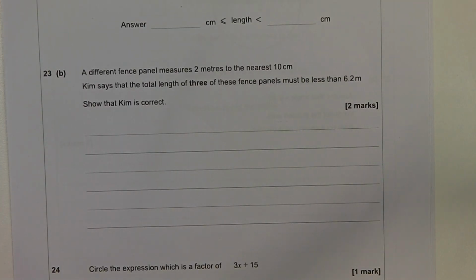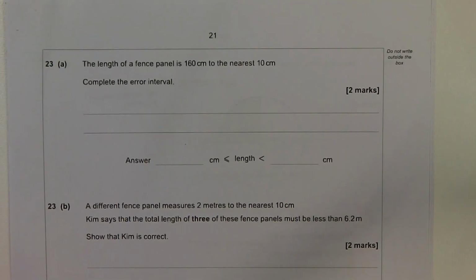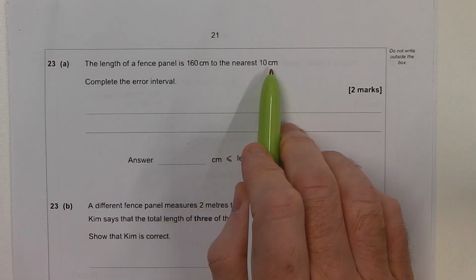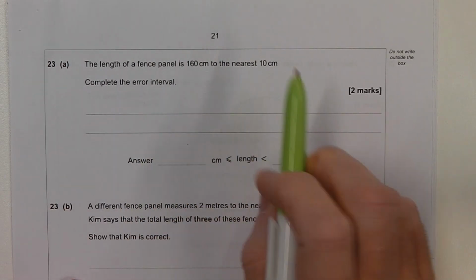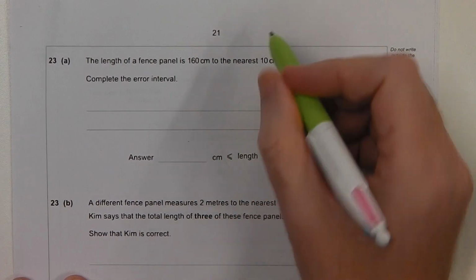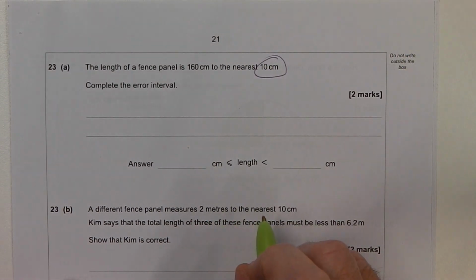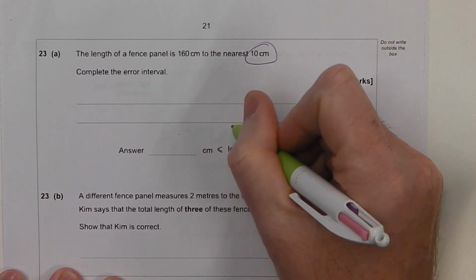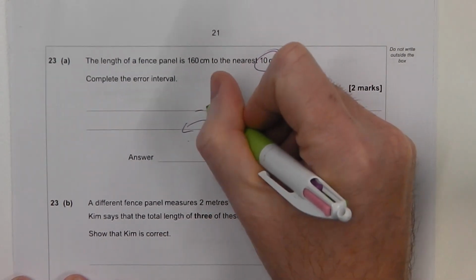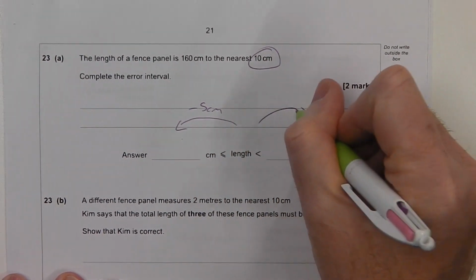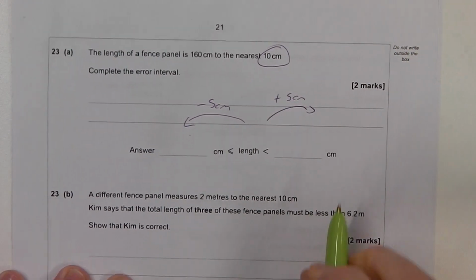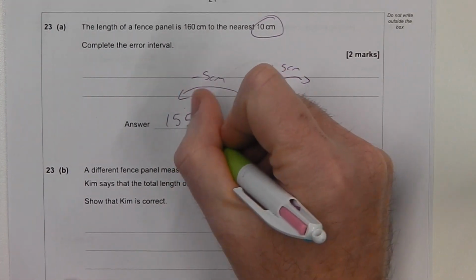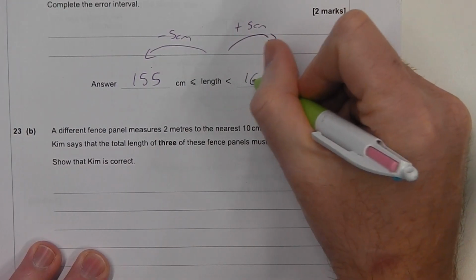Now we've got error intervals. The length of a fence panel is 160 centimeters to the nearest 10 centimeters. Complete the error interval. With these, look at what you've rounded it by. At the moment, it's 10 centimeters. Half of that is 5 centimeters. We take away 5 centimeters that way, and add 5 centimeters going the other way. So we had 160, take away 5, we get 155, and add 5, we get 165.